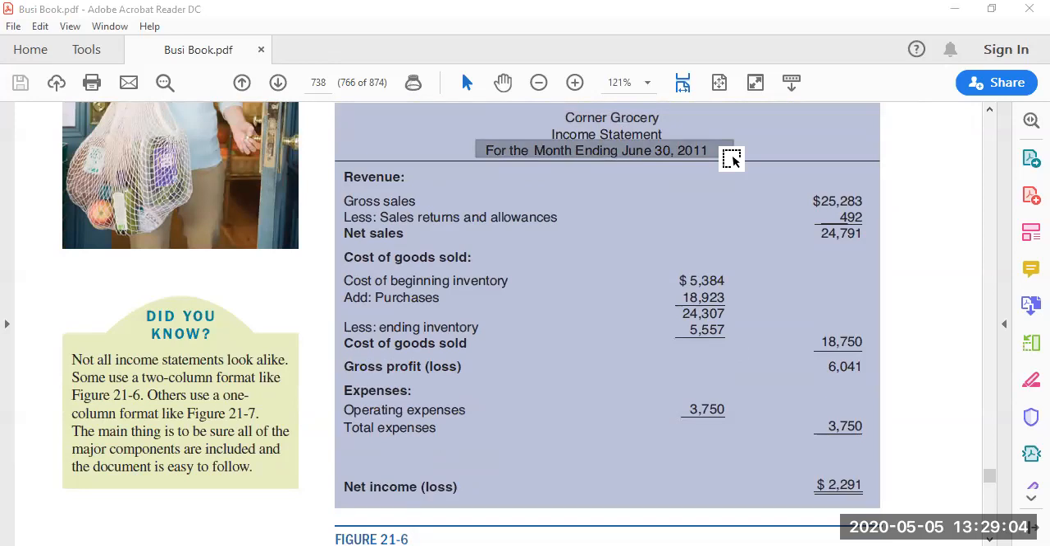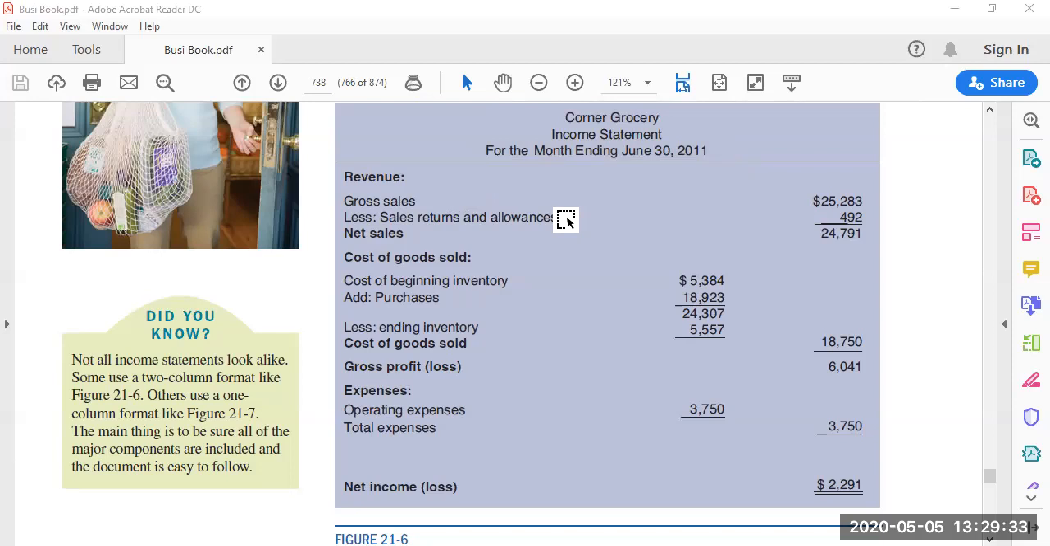So, revenue. Revenue, of course, is all income that we receive. So under the revenue section, we record our gross sales. Then we say less sales, and then we list our sales returns and allowances. The structure of this income statement is the structure that you want to use when you create and print out your income statement.